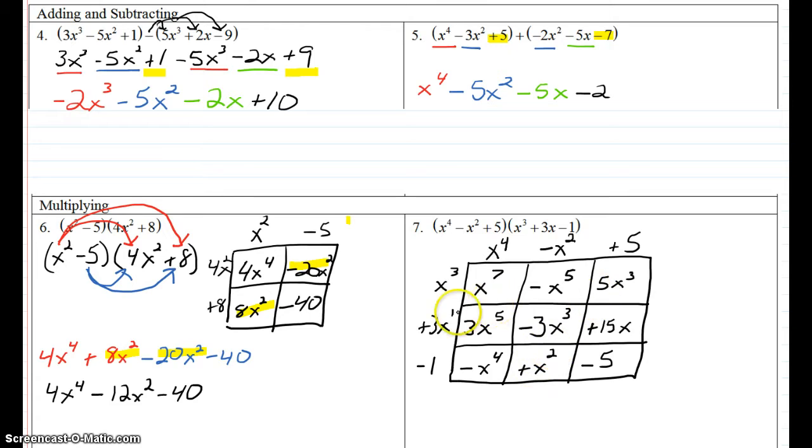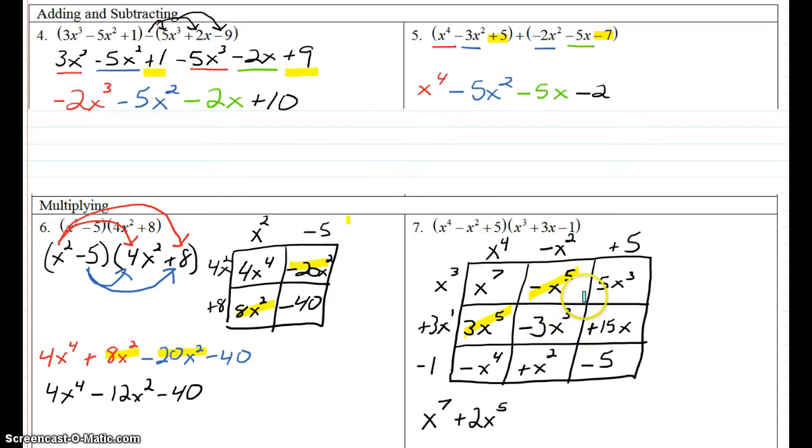So now here, again, we're looking for our like terms. So starting up here on the left, I have an x to the 7th. Now I don't have an x to the 6th, so I just work my way down. Now I have a negative x to the 5th. And so I'm going to combine this and this and see if I have any other x to the 5ths, which I don't. So 3 minus 1 gives me 2x to the 5th, positive 2x to the 5th.